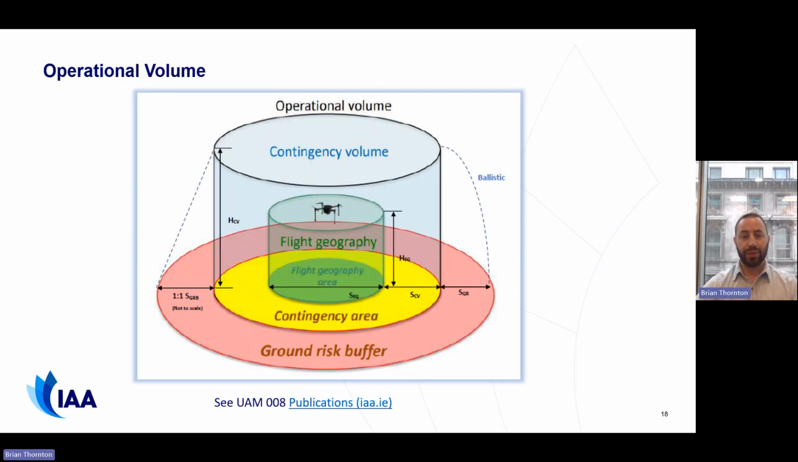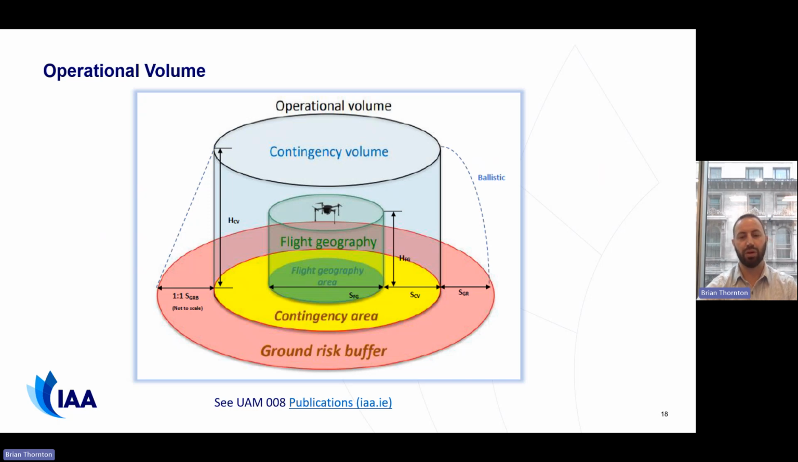Regulation 947 alludes to the operational volume, and I've made mention of the operational volume. Essentially, the operational volume is your flight geography, which has lateral and vertical limits. Likewise, your contingency volume has lateral and vertical limits. In this illustration, it's depicted in a spherical manner. It doesn't always have to be like this, but it's just for illustration.